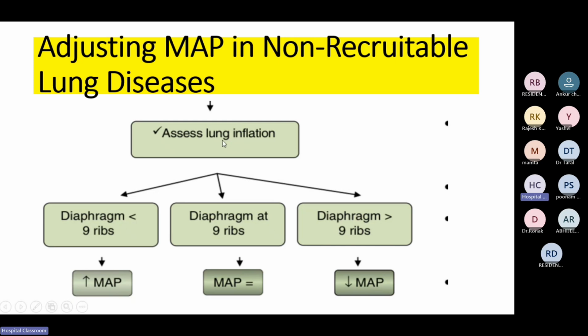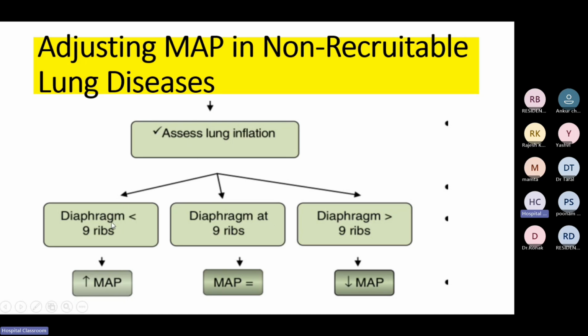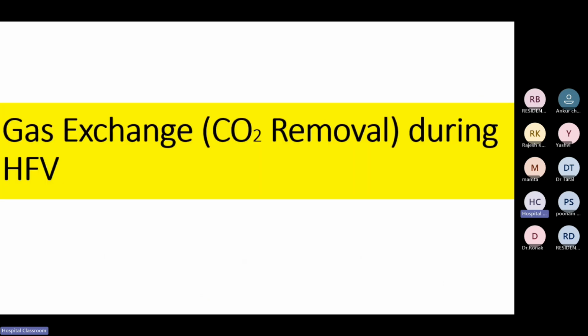In these cases, you just take the help of an X-ray to decide the lung inflation. If the diaphragm is less than the ninth rib, then you increase the mean airway pressure. If your diaphragm is at the ninth rib, then you continue with the same pressure. And if your diaphragm is more than the ninth rib, then maybe you need to come down on the mean airway pressure. So this is just a rough guide, but in non-recruitable lung diseases, it is sometimes difficult to get the optimal mean airway pressure without causing much damage.